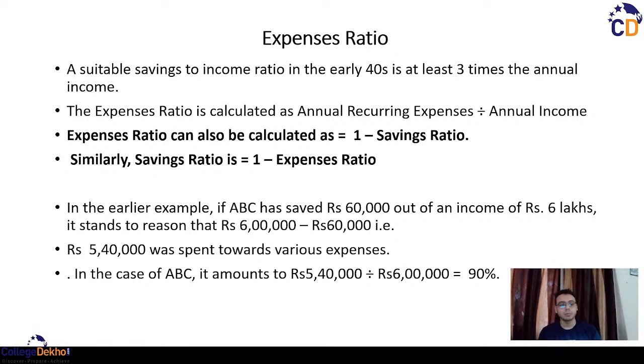Now, they've given the formula in the earlier example. If ABC had saved 60,000 rupees out of the income of 6 lakh, then how much remains with him? 5,40,000 rupees remains. So that person has saved 60,000 rupees. It means 5,40,000 rupees is the expenses. And how to calculate the expense ratio? 5,40,000 divided by 6 lakh rupees, 90%.